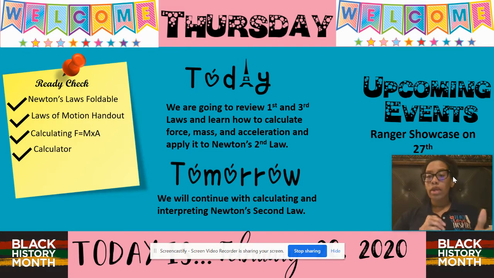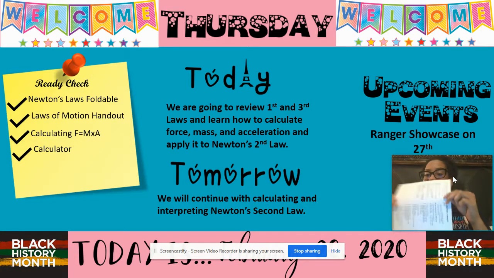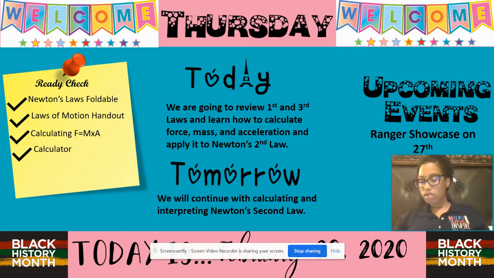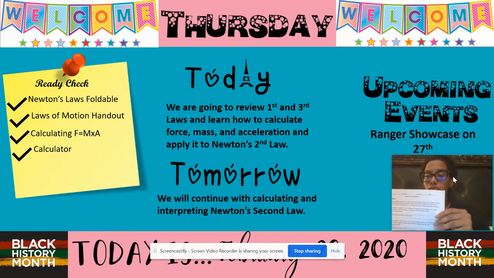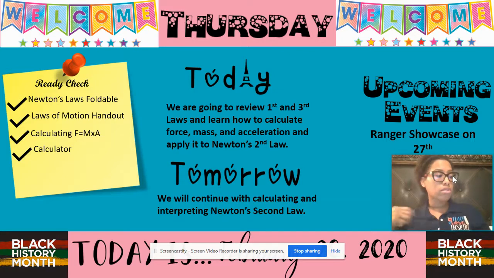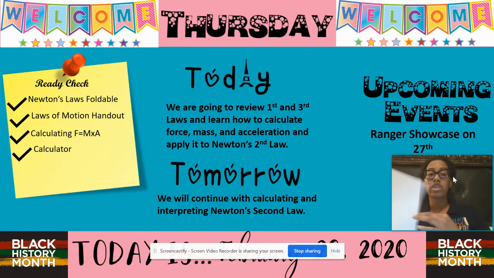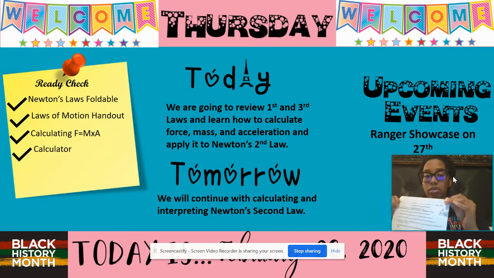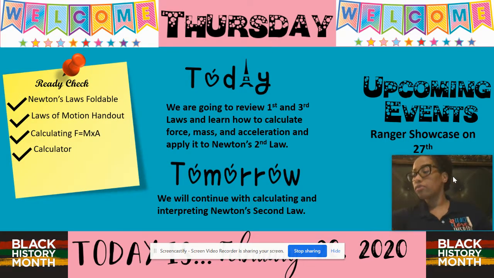So on our ready check, you should have the Newton's laws foldable. You should have the laws of motion handout. Okay, so Newton's laws foldable was this one. Okay, laws of motion handout: Calculating force, mass, and acceleration. And I also put out loose leaf paper because you may need that. Well, you most likely will, or you can write your calculations on the back. I would just make sure I had a piece of loose leaf paper as well. Okay. And then you will also need a calculator, okay?